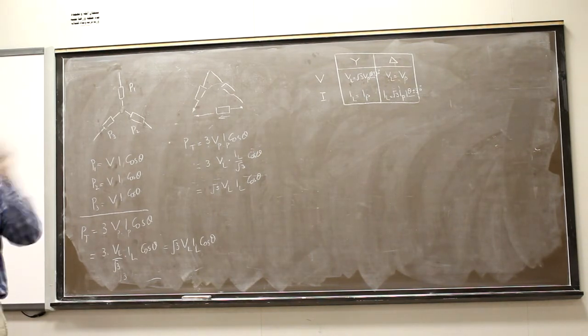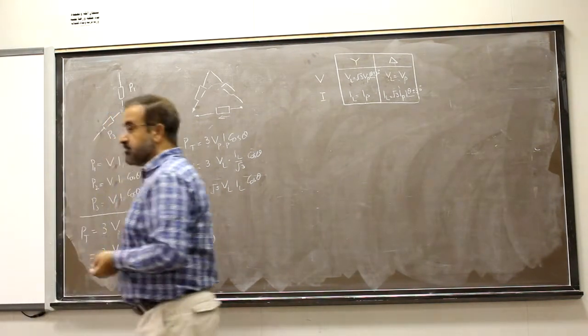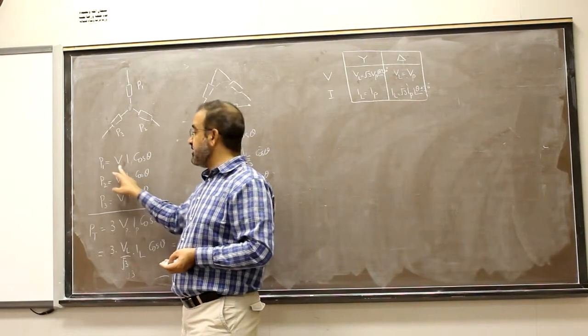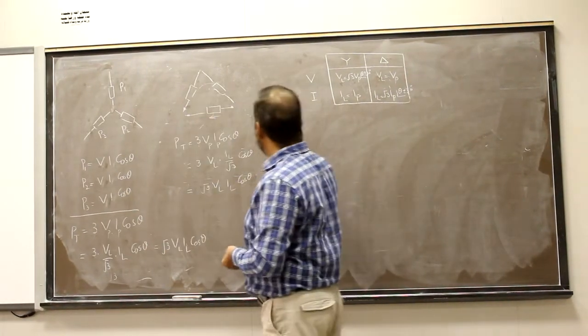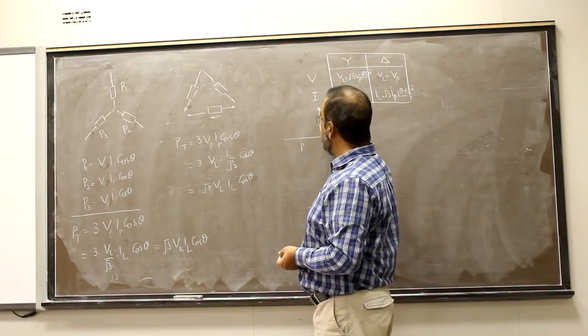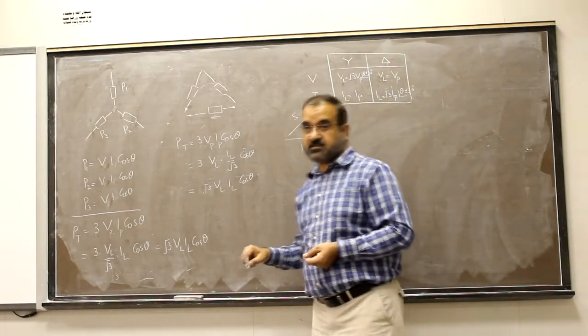Balanced, unbalanced, no. What about the imaginary? Yeah, I'm coming to that. This is for P. For Q, everything is the same. Only here you will put sine theta instead of cosine. Here P, this is Q, and this is S, the complex power.